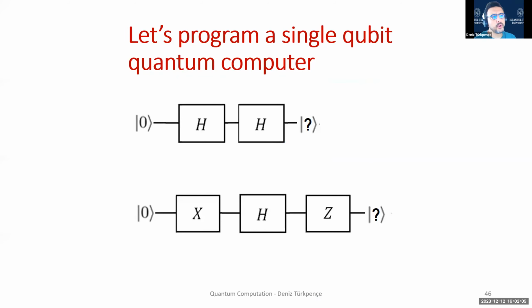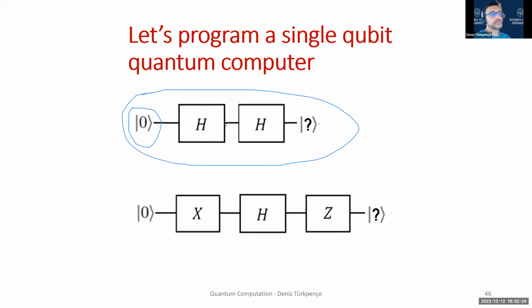So before completing, let's program a single qubit quantum computer. So this is in fact a quantum algorithm, the simplest possible quantum algorithm, maybe. You see an initial state: your one qubit quantum computer starts from the zero ket state, and you have two successive Hadamard gates operated. So what is the final result? This is our question. And the next question: if these operators are acted on this initial state, what is the final state? So this is the second question.